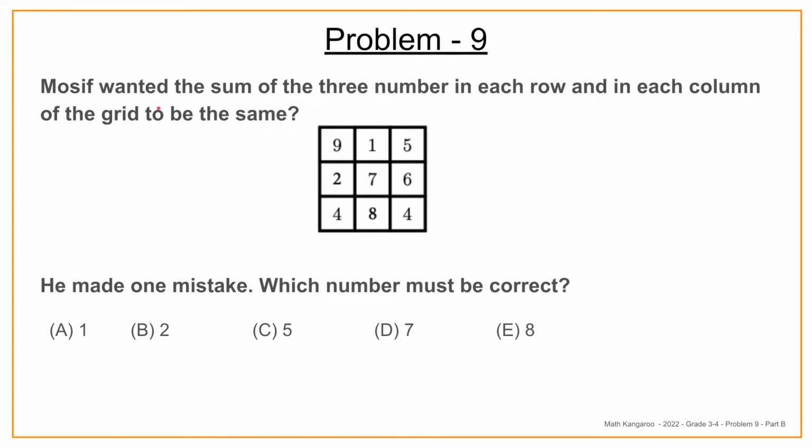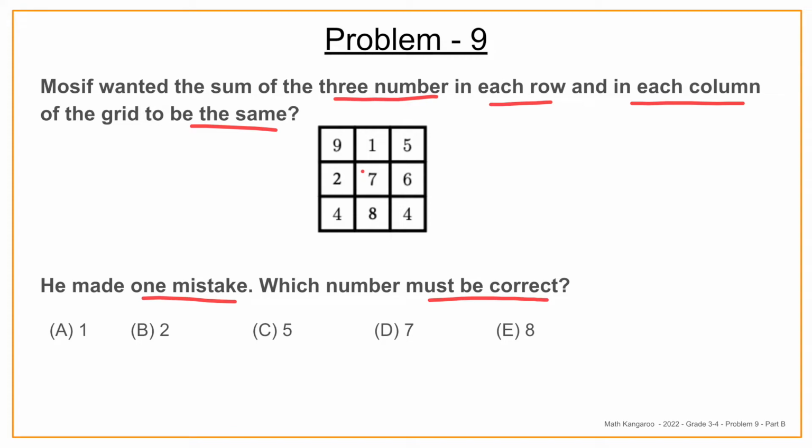Problem 9. Mosif wanted the sum of the three numbers in each row and each column of the grid to be the same. He made one mistake. Which number must be correct? These are our options. Mosif created a grid with numbers in each row and column. He wanted the sum of the numbers in each row and each column to be the same. However, he made a mistake.